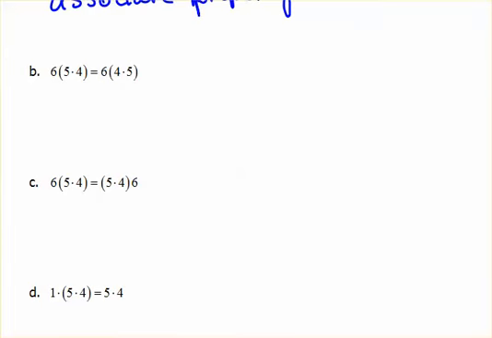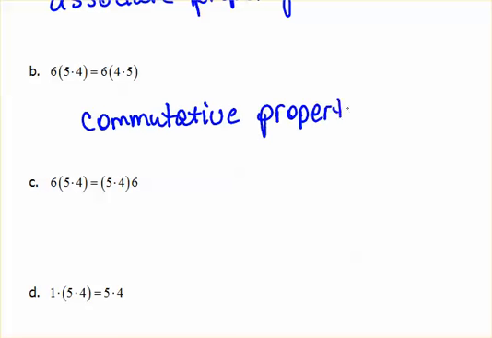The next one looked very similar. These first 3 actually look very similar, so you might have looked at them and thought, this might be a trick. In this one we have 6 times the quantity 5 times 4 equals 6 times the quantity 4 times 5. Did you say that this was the commutative property? Because it is. Why is this one commutative instead of associative? We're not associating different items, are we? We are literally switching the places of the 4 and the 5. That's like a commute back and forth to work.